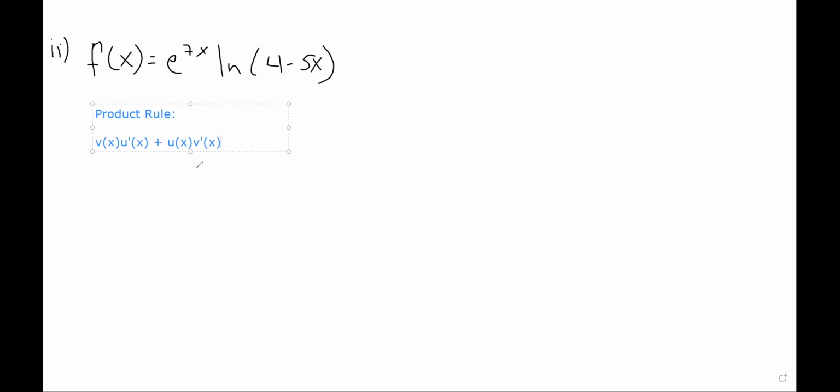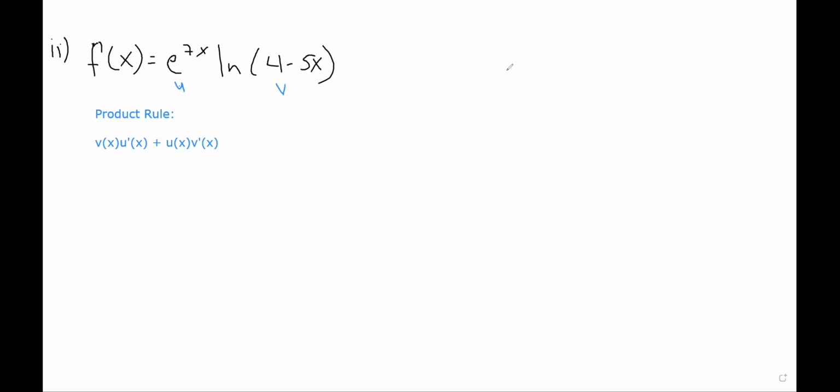So all we need now is to determine what our u and our v is. Remember we said that u is our first function and v is our second function. So our u is equal to e raised to the power of 7x, and our v is ln bracket 4 minus 5x. So we need to find our u prime and our v prime, and then plug in those values to arrive at our answer.